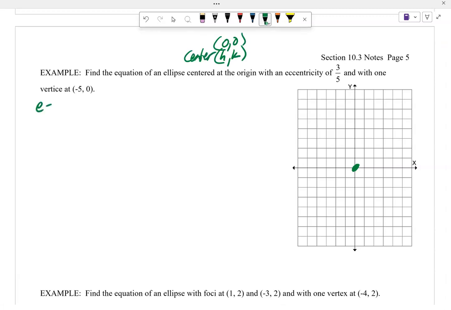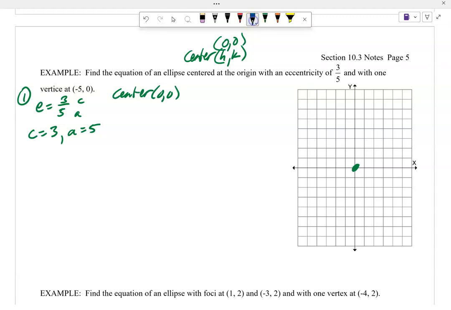And it has an eccentricity of 3 over 5. Well, we know eccentricity is c over a. So that's going to be very helpful. Our c is 3. Our a is 5. I'm just going to notate some information. Our center is (0, 0).